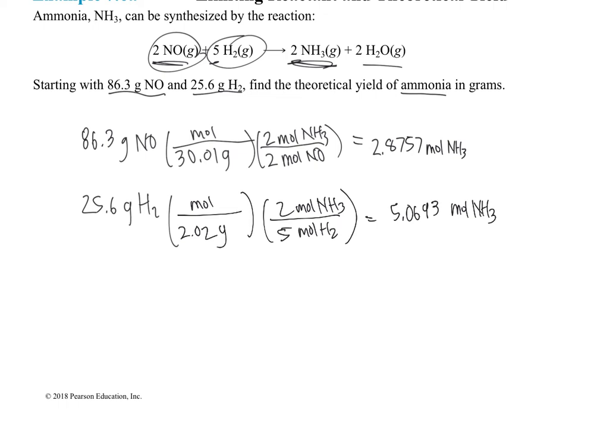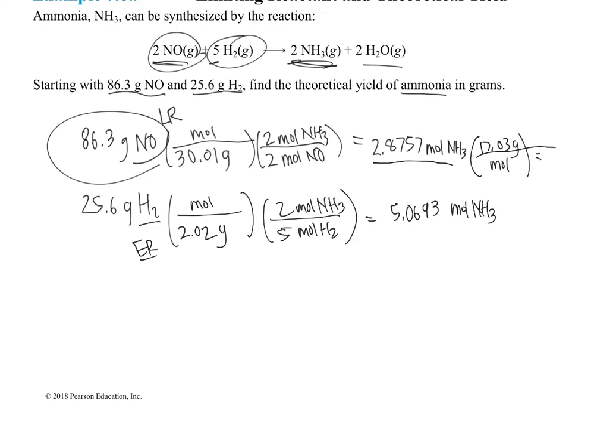That's going to be the thing that limited my reactant. So here's my lowest amount. So nitrogen monoxide is my limiting reactant. Hydrogen is in excess. And so then I can now take this and go to grams. So I have 17.03 grams per mole of ammonia. So that gives me my mass of 49.0 grams of ammonia.